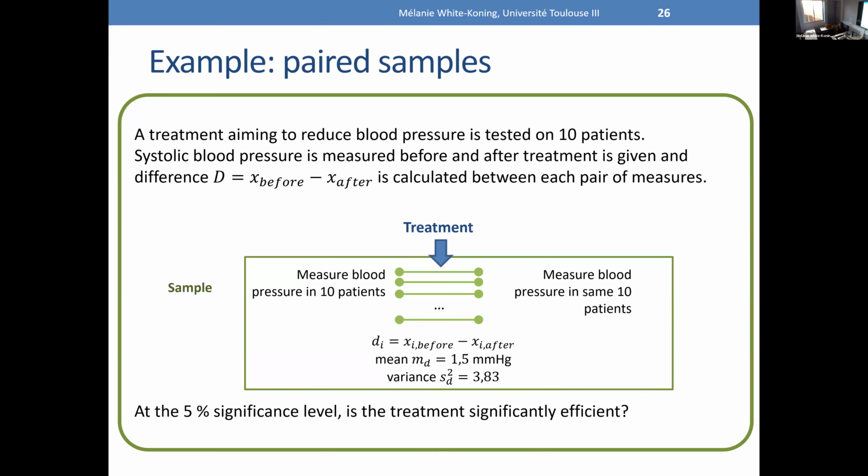Yes? What does X mean? What is it? It's just X, well, it's because there are 10 individuals, it's X1 before, X2 before, X3 before, because there are 10 measures. After, before what? The treatment, there's a treatment in the middle, if you read what it says.